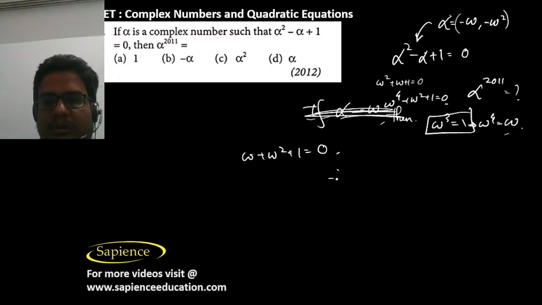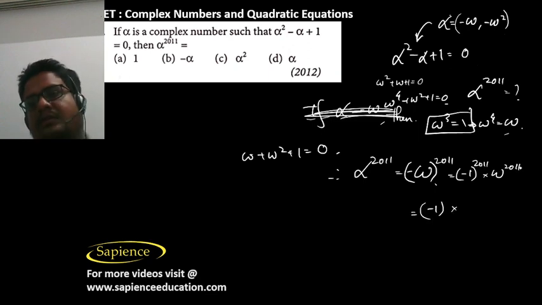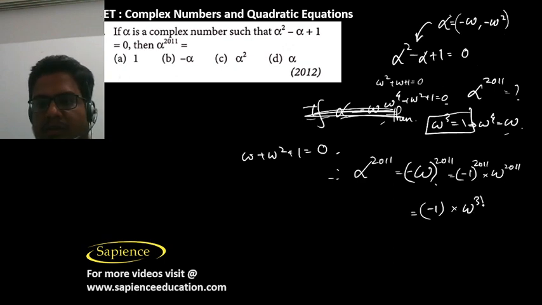So now therefore alpha power 2011 will be equal to minus omega power 2011. So that can be written as minus 1 power 2011 into omega power 2011. So minus 1 power odd number is minus 1 only, into omega power 2011, this we can write. So this is omega power 3 whole power 670, since 3 times 670 is 2010, into omega.